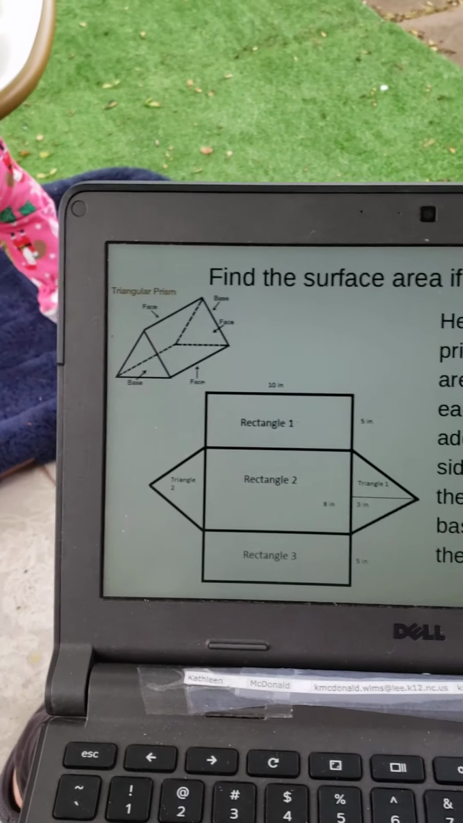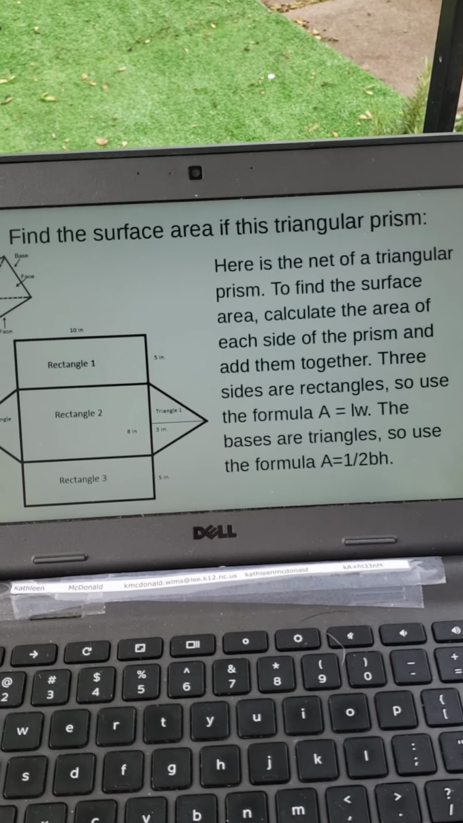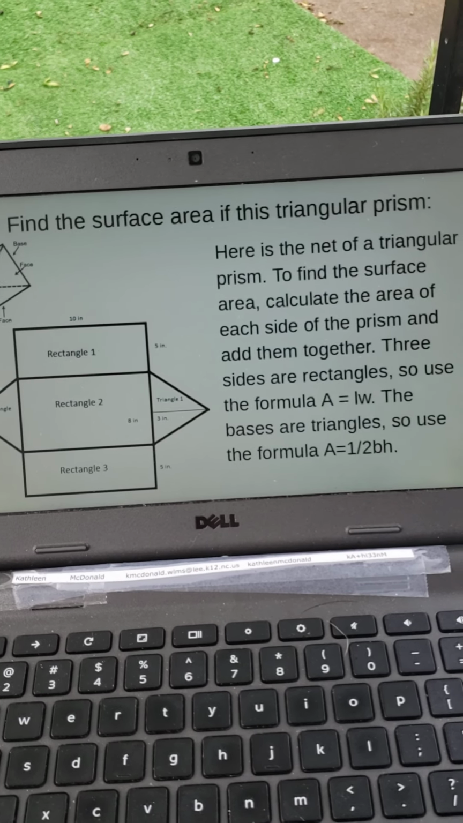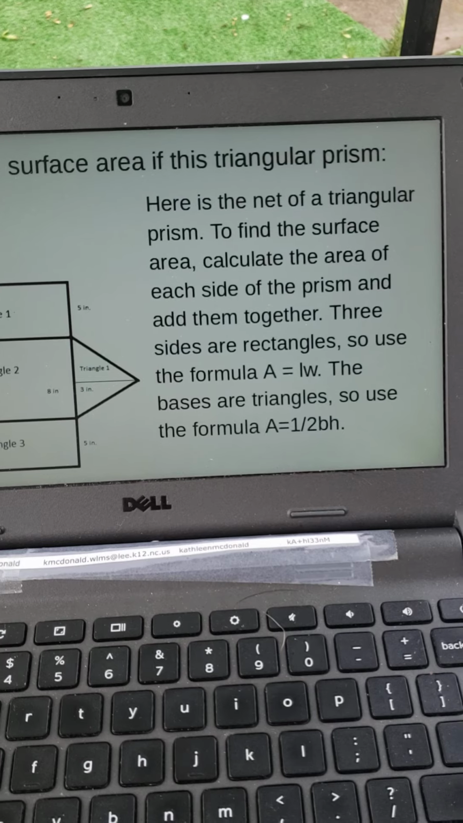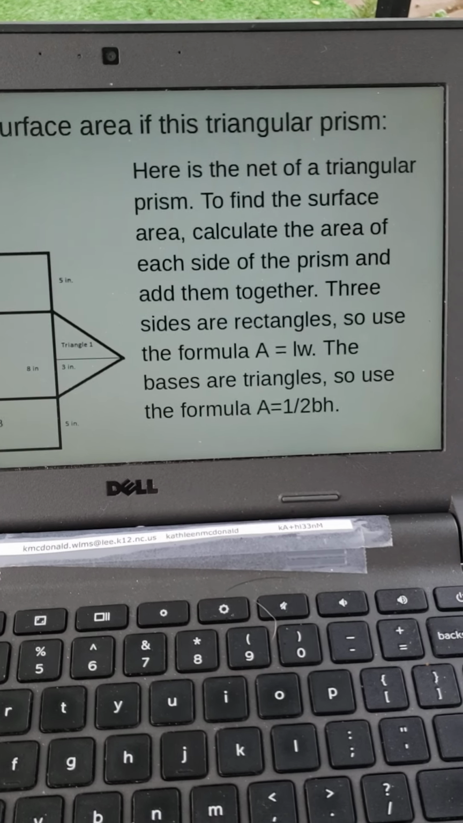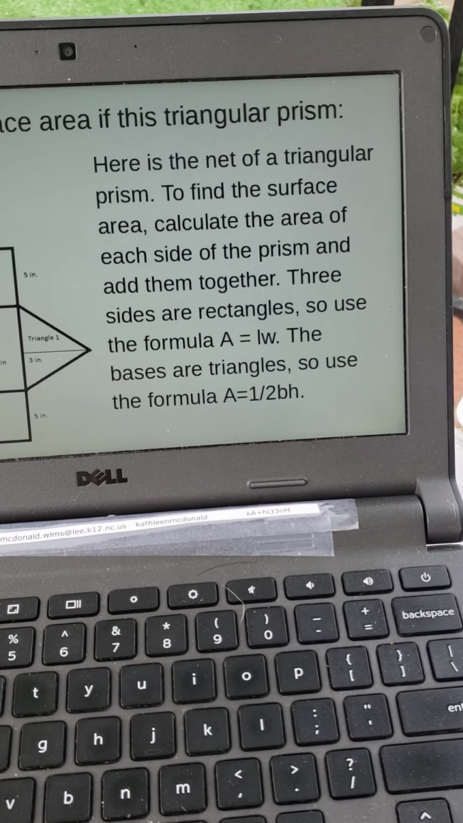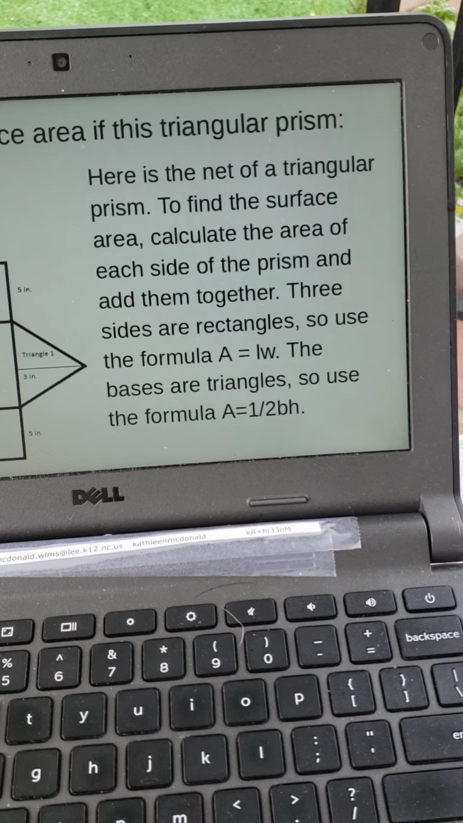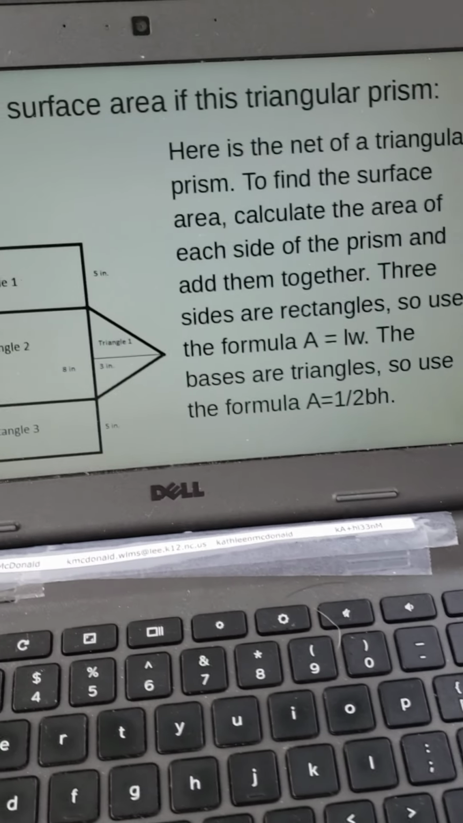All right, now a triangular prism. Find the surface area of the triangular prism. I should say of, not if. Here is the net of a triangular prism. To find the surface area, calculate the area of each side of the prism and then add them together. 3 sides are rectangles, so use the formula area equals length times width. The bases are triangles, so use the formula area equals 1/2 base times height.